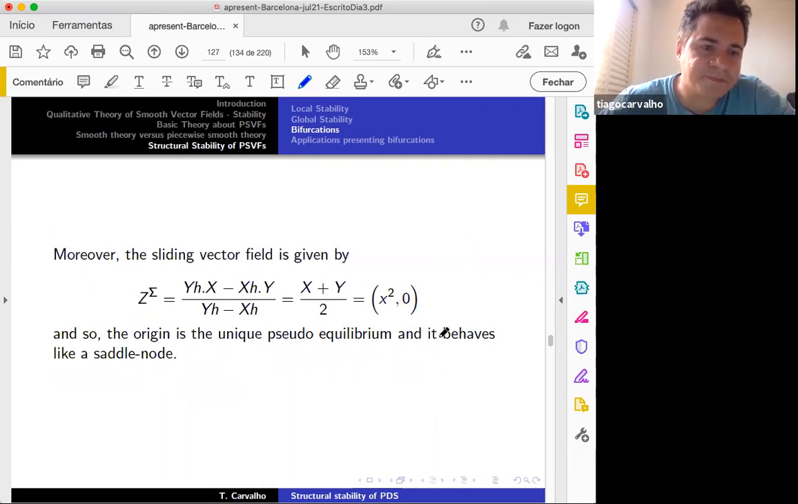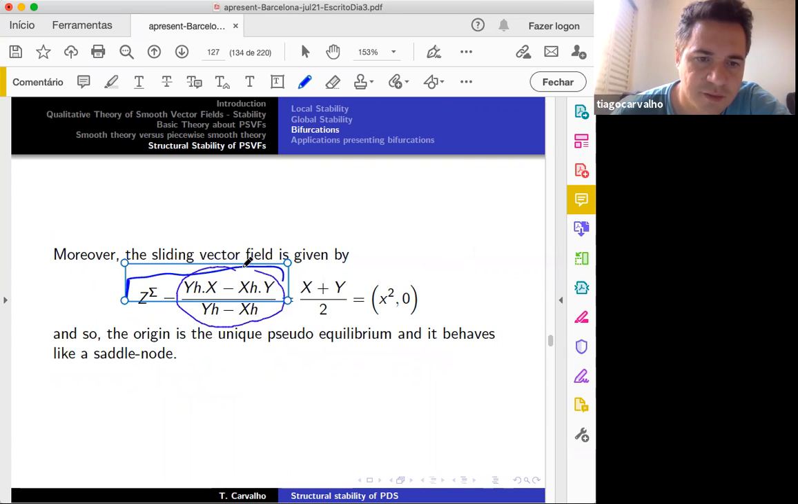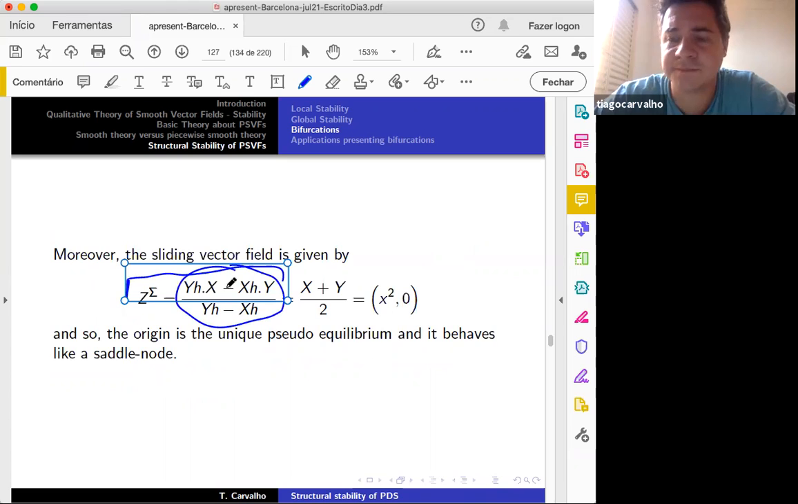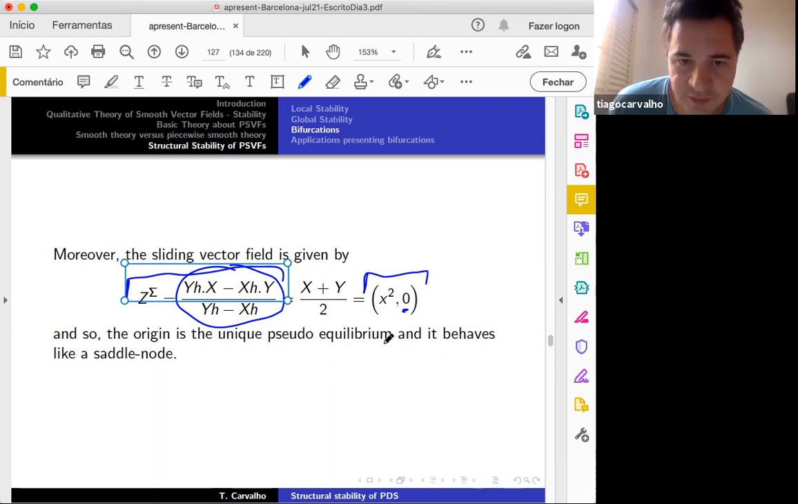So we can write the sliding vector field following this expression, okay? Professor Henrique Ponce gave us a beautiful explanation of why this is true. The coordinate is 0, okay? So the origin is a pseudo-equilibrium, and it behaves like a saddle node.